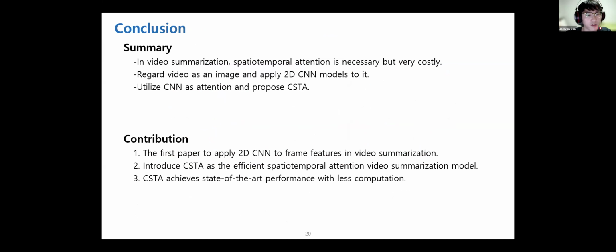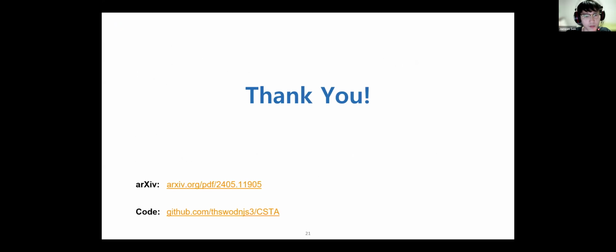Our contributions are as follows. First, this is the first paper to apply 2D CNN models to frame features in video summarization. Second, we introduce CSTA as the efficient spatial-temporal attention model for video summarization. Lastly, CSTA achieves state-of-the-art performance with less computation.